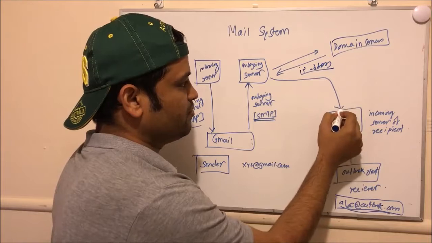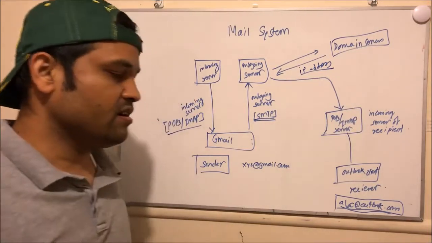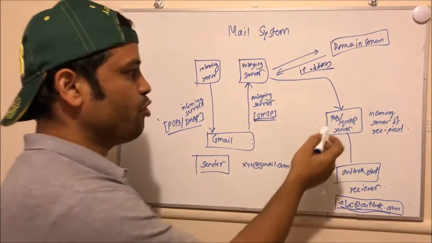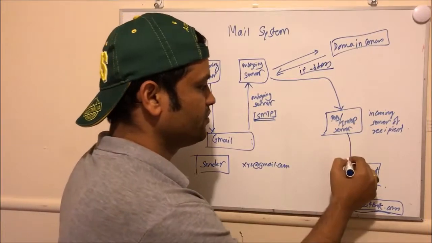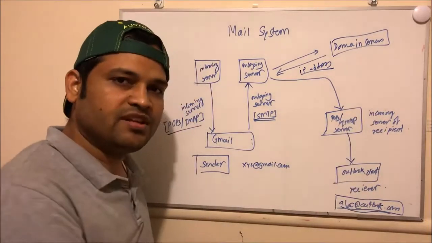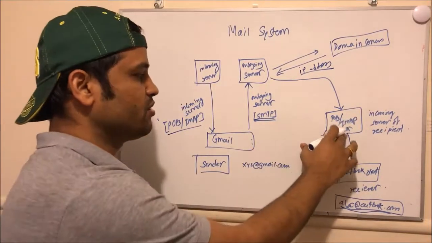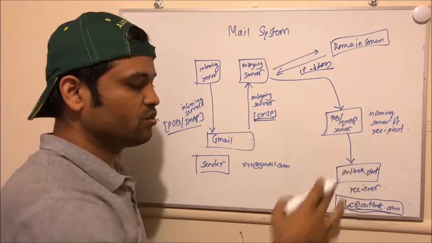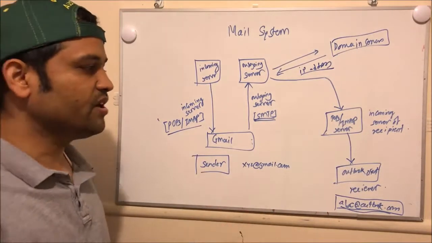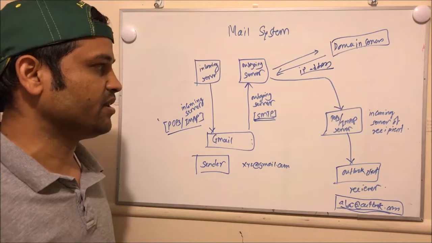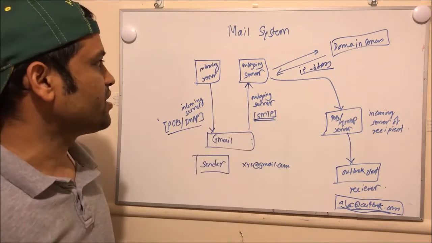So that email will come here, and whenever that Outlook client will connect to the POP3 or IMAP server, it will fetch all the emails that are stored in the server. From server it will go to the Outlook client, and from there you can read that particular emails. That's how this email system works.